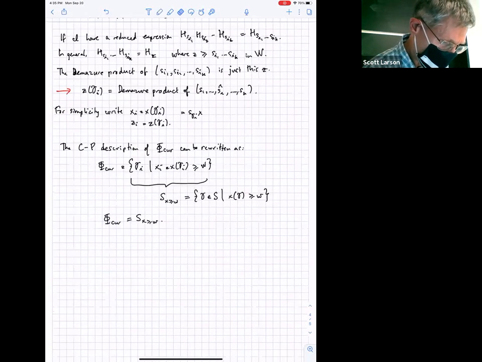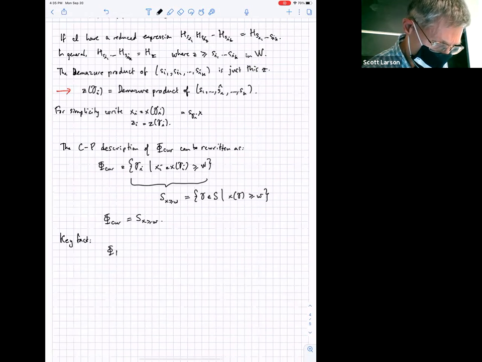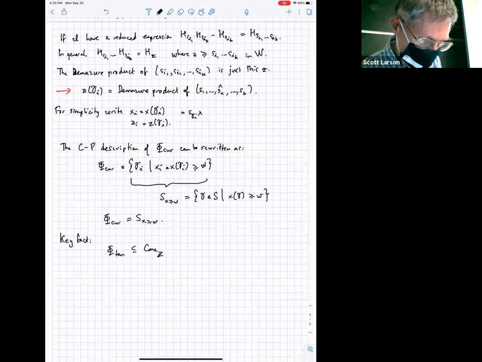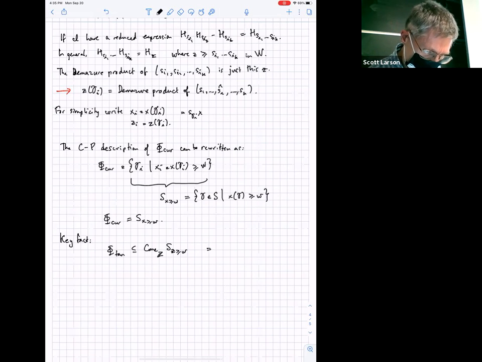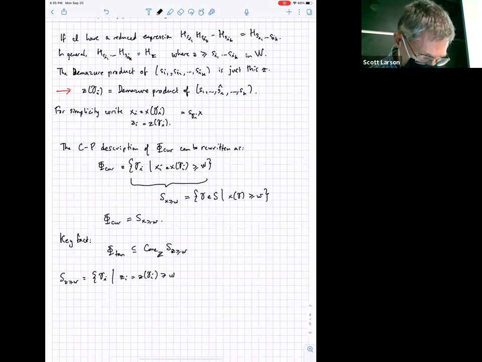So now the key fact that we want to use here is that phi tan is contained in the cone over Z of S of Z bigger than or equal to W. So now let's pause for a second and look at this. S of Z bigger than or equal to W is the set of all gamma I such that Z_i, which is just Z of gamma I, is bigger than or equal to W.